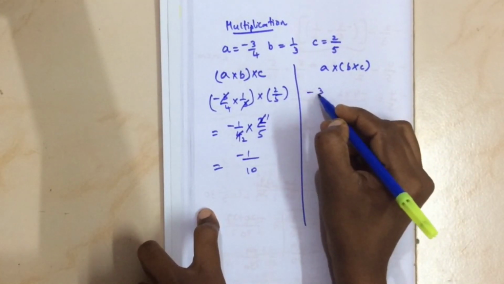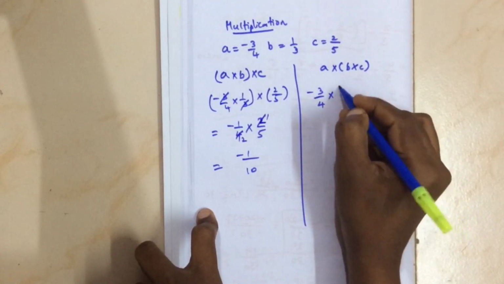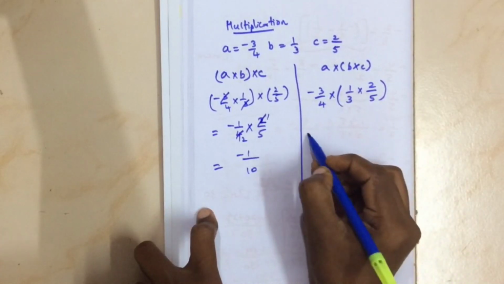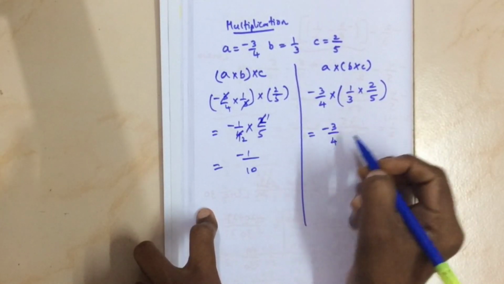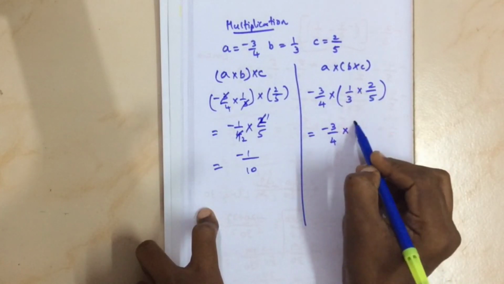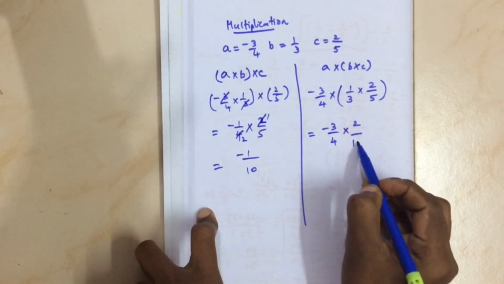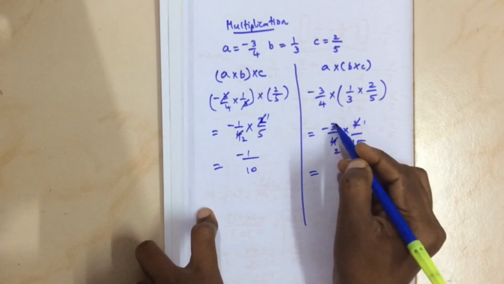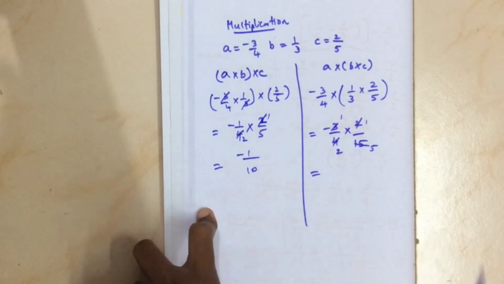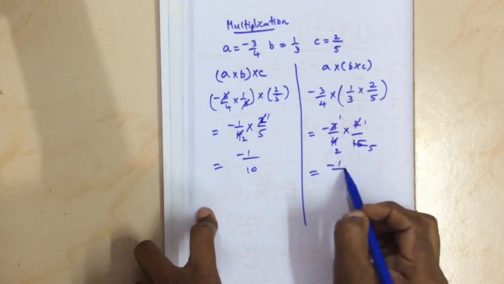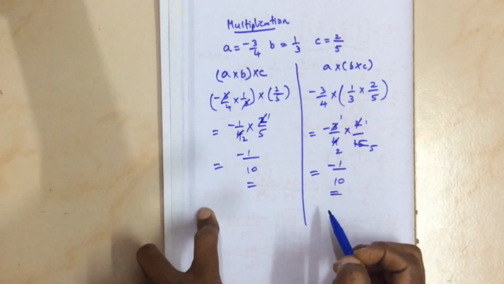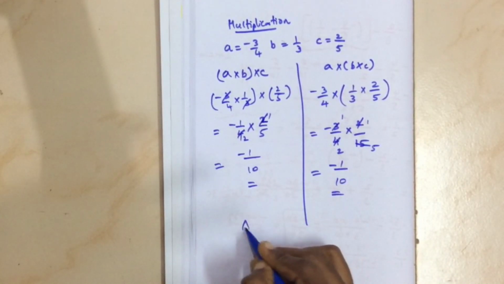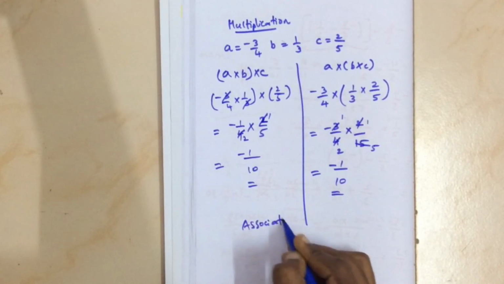Here this is minus 3 by 4 multiplied by 1 by 3 multiplied by 2 by 5, which is equal to minus 3 by 4 multiplied by 2 ones are 2 divided by 5 3s are 15. So here 2 ones are 2, 2 2s are 4, 3 ones are 3 and 3 5s are 15. So 1 ones are minus 1 by 10. You can see the answer is same on both sides. So for multiplication for rational numbers it is associative.